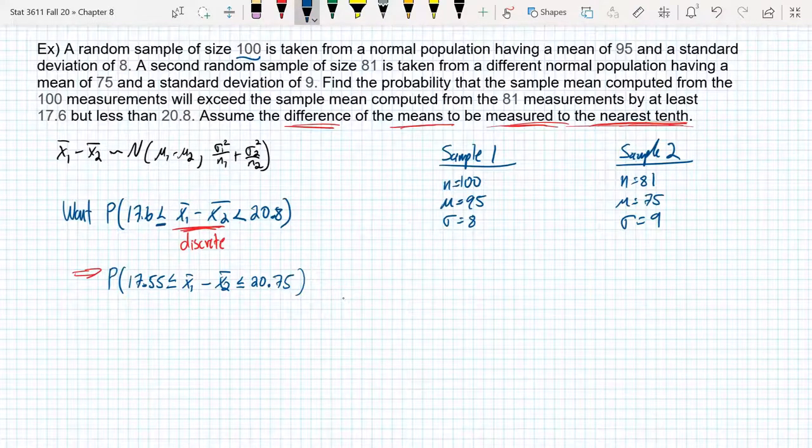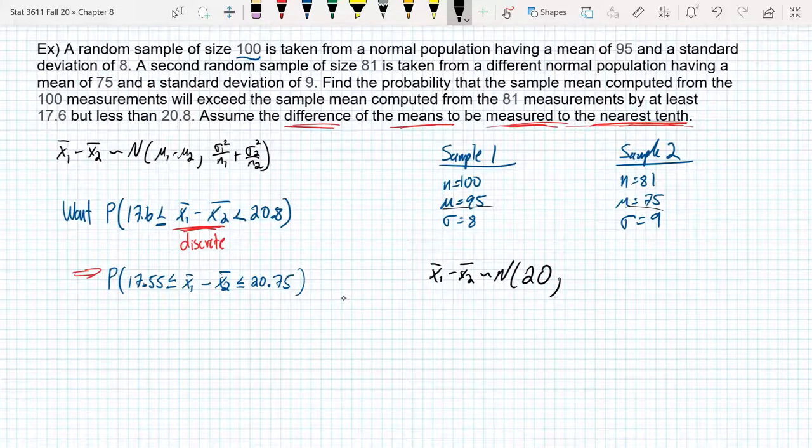So let's write out our distribution for x1 bar minus x2 bar then, right? X1 bar minus x2 bar follows a normal distribution of mu1 minus mu2. So 95 minus 75, that is a difference of 20, so that has a mean of 20. This is a normal distribution with a mean of 20.